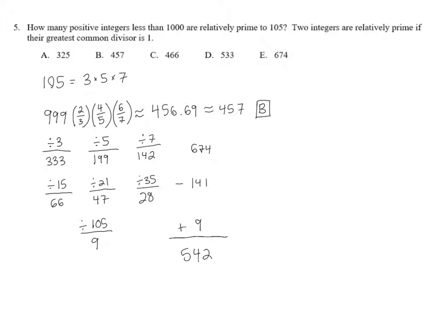But these are the numbers that are divisible by some of these. We wanted the numbers that are relatively prime to those numbers. So what we need to do is take that and subtract it from 999. Those are all of the positive integers less than 1,000, and we get rid of the ones that are not relatively prime to 105. We are left with 457, which is the number of numbers that are relatively prime, which again is going to be answer choice B.